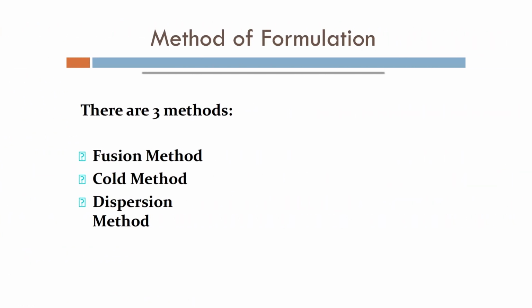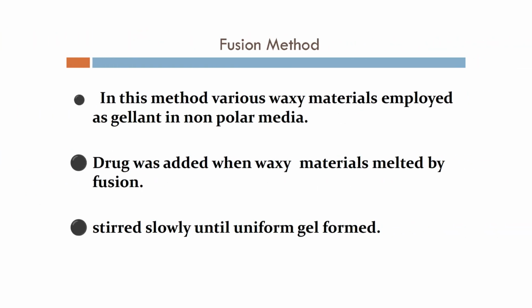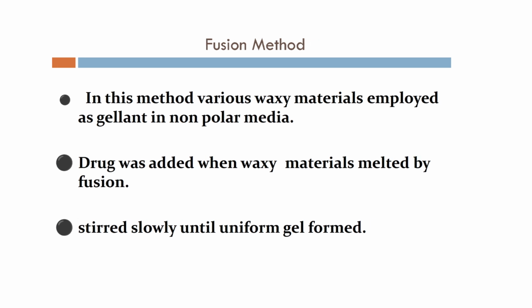So how are these gels actually made? There are three main methods: the fusion method, the cold method, and the dispersion method. Let's start with the fusion method. In this method, various waxy materials are employed as a gellant in non-polar media. The drug is added only after the waxy materials have been melted by fusion. The mixture is then stirred slowly until a uniform gel is formed.